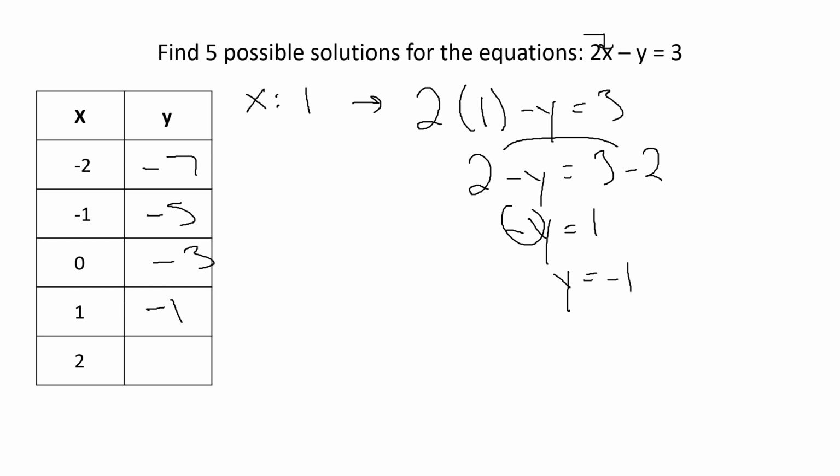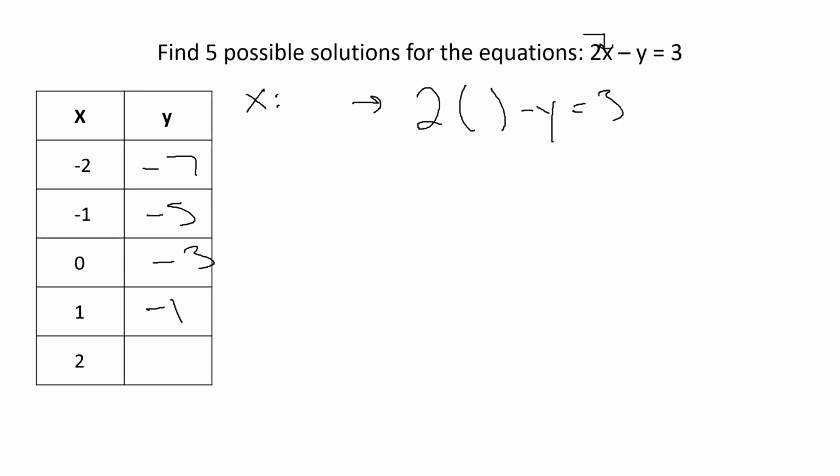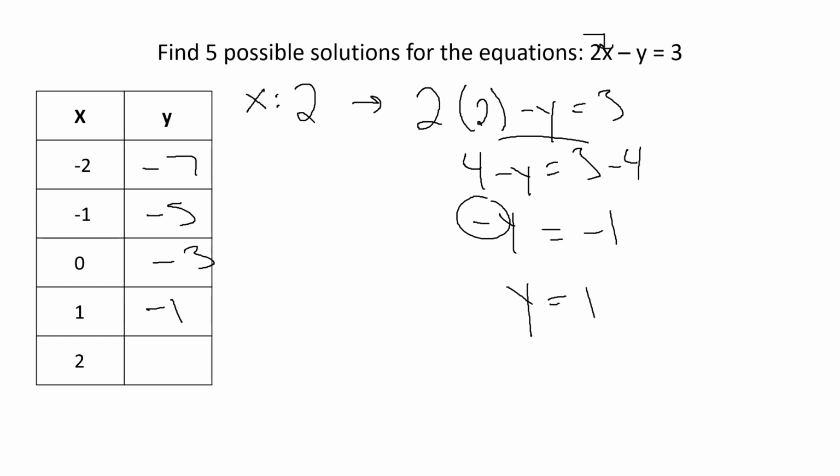Now, let's do 2. And what I just realized, I can just change that and not all of that. But you don't need to be erasing this. You just need to be using the rest of your paper. So if x is 2, what is y? 2 times 2, 4 minus y equals 3. So move the 4 over, becomes, not plus, becomes minus 4. So negative y equals negative 1. I've got this negative, so y equals 1. Okay, so y equals 1.